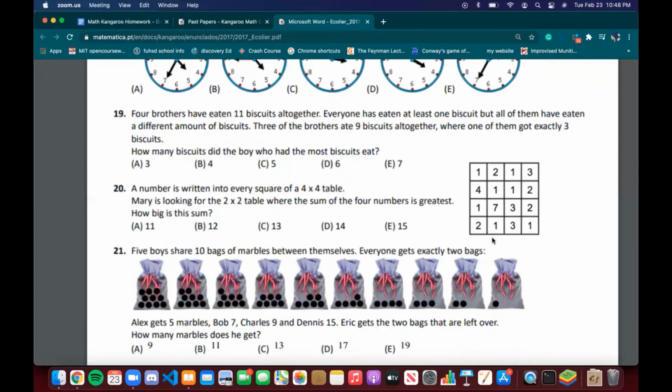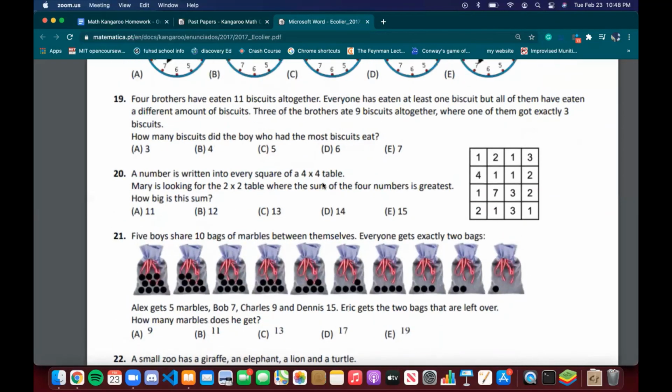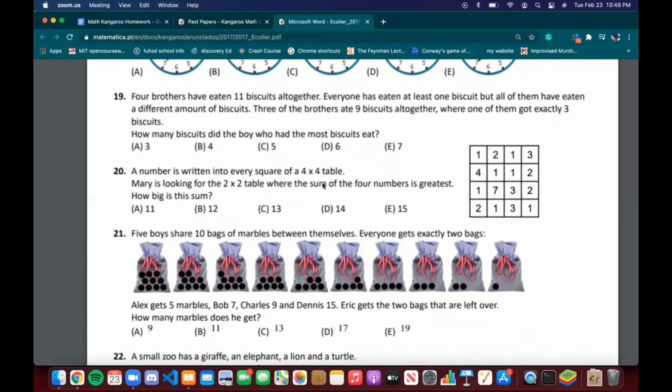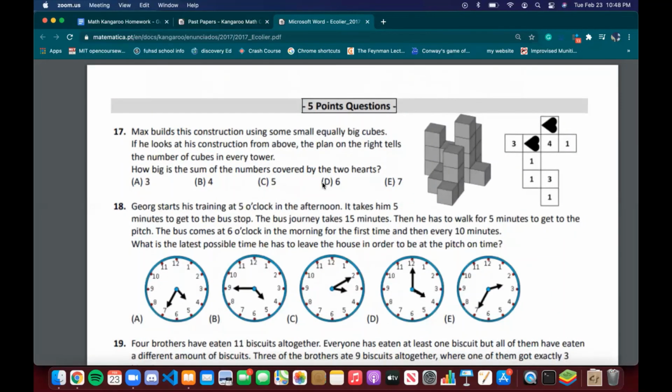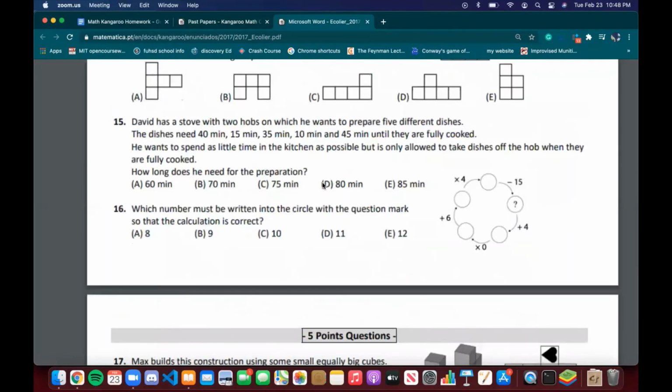20, just look for the largest numbers. Look for what the question asks you to look for. 19, find what is easiest to find and then find everything else from there. 18, just write out the steps. 17, ridiculously easy. Just look closely at the diagram and don't miscount anything.